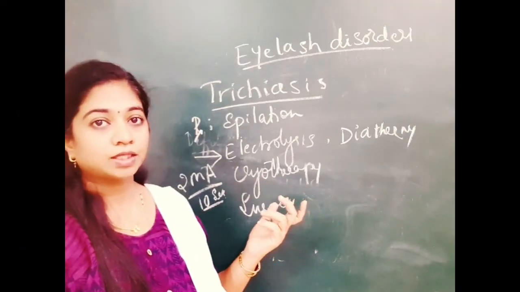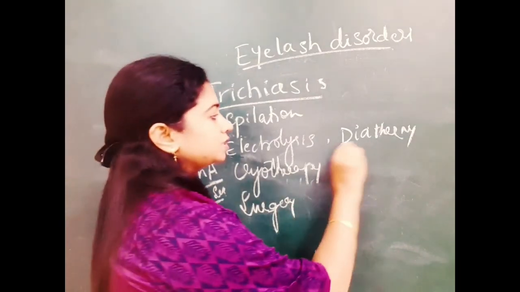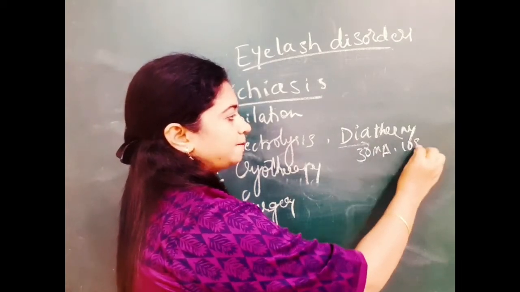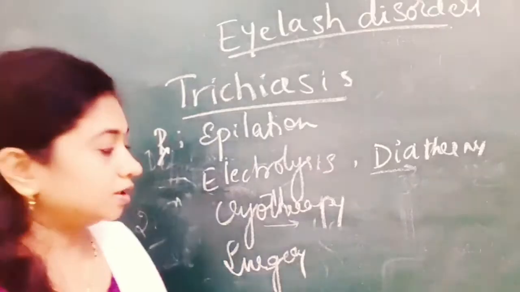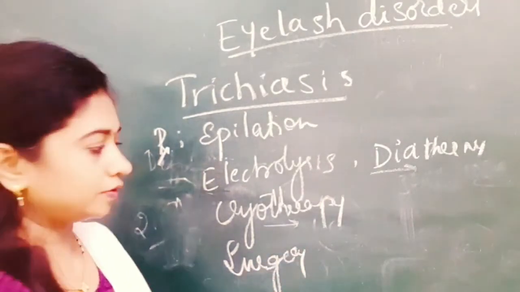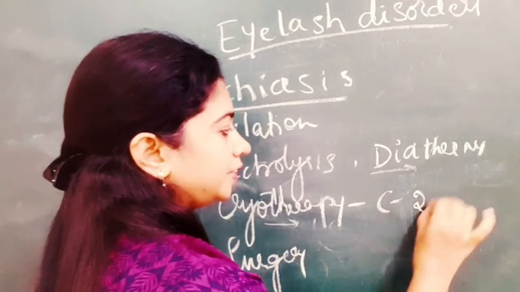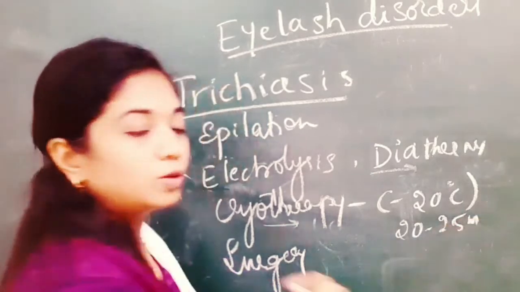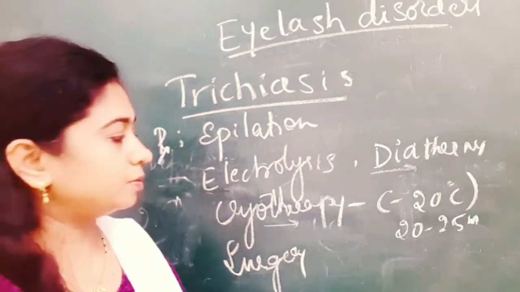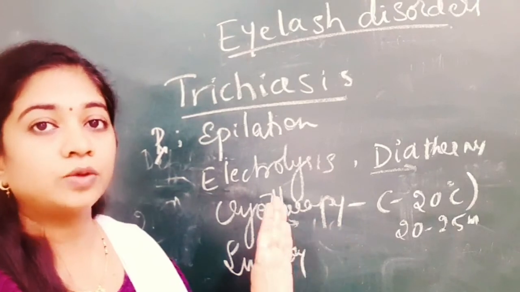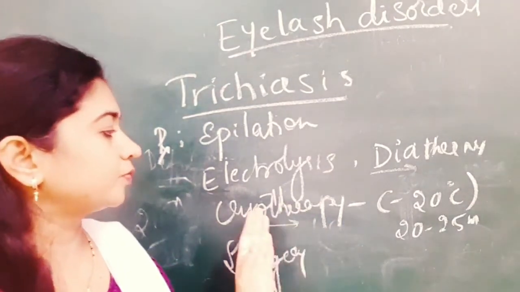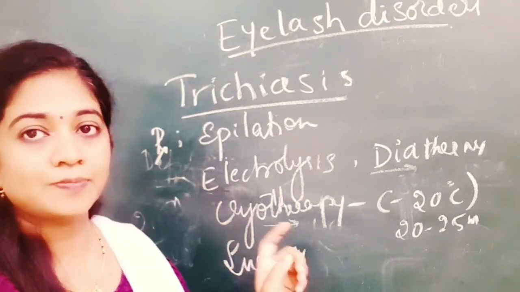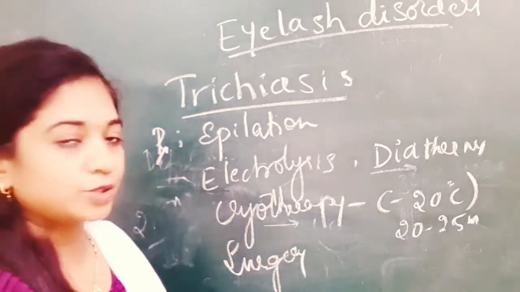Then epilate the eyelash. In diathermy, almost everything is the same, but here a current of 30 milliamps is passed for 10 seconds. Okay. In cryotherapy, you are using a cryoprobe at minus 20 degrees centigrade for 20 to 25 minutes on the outer surface of the skin or the outer surface of the lid margin. You are applying this probe using the double freeze-thaw technique. You are epilating with forceps. Okay. The only disadvantage with cryotherapy is depigmentation of the skin, so you should keep that in mind.